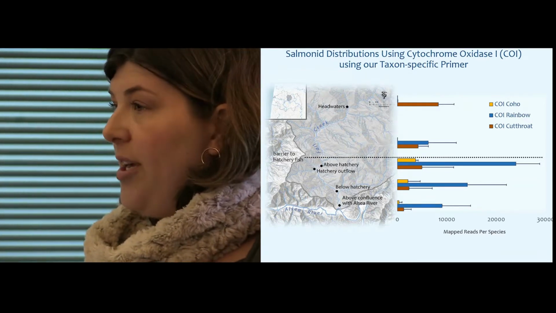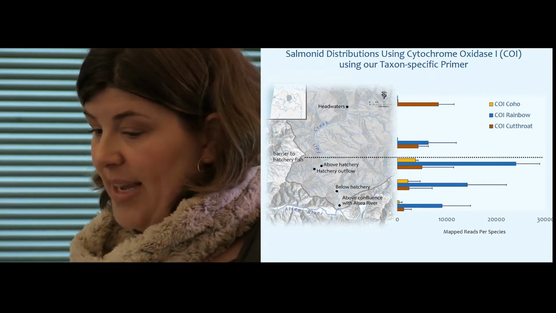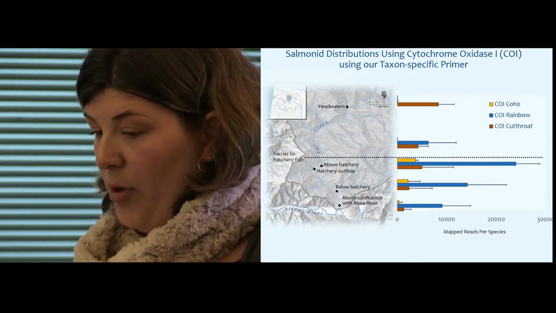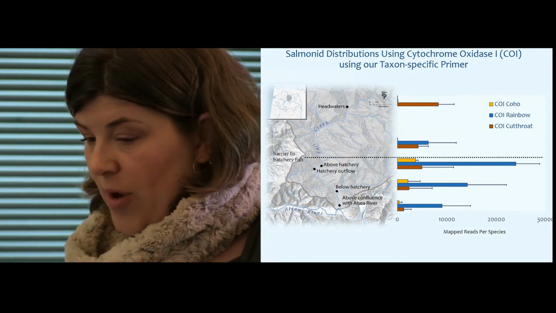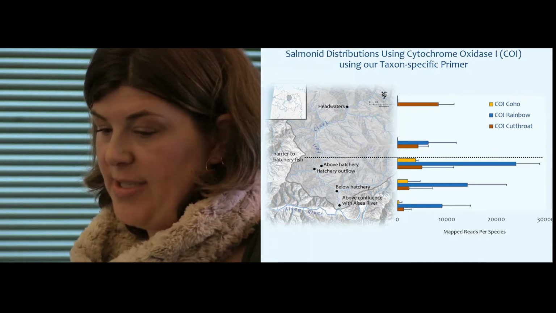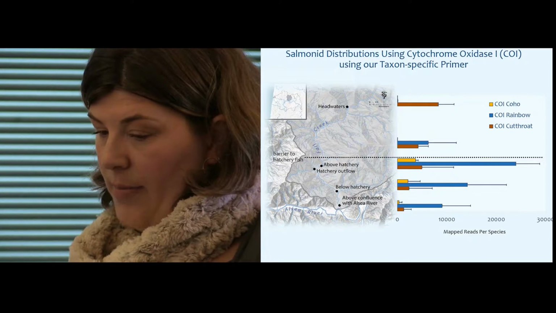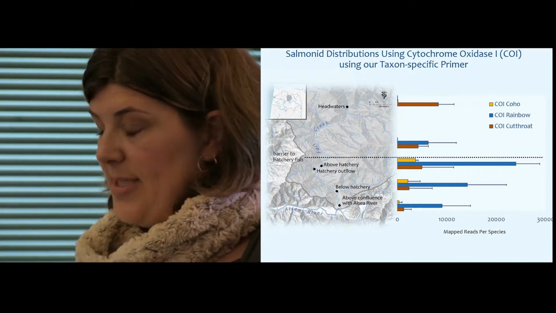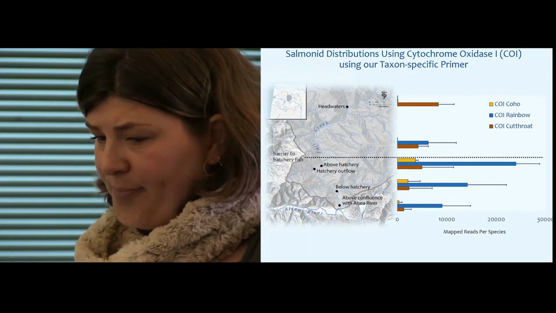So now looking at some of the taxon-specific primers that we developed, again looking at our coho, our rainbow, and our cutthroat, what we see here is what we would actually have expected to see in the stream. I just want you to first focus on the rainbow trout, the blue color. What you essentially see here is that the highest level of our rainbow trout, based on the mapped reads per species, is at the outflow of our hatchery, which is what we would expect.